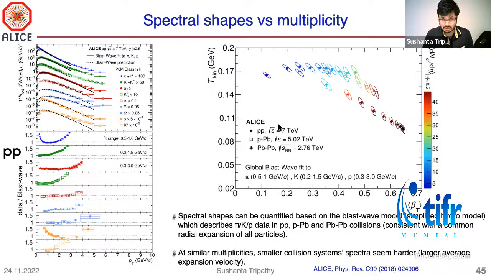So this is the correlation plot. As you can see, at a similar multiplicity, the small collision system spectra is a bit harder. And these are basically the lead-lead collisions. You can see that you have a higher transverse flow and lower kinetic freeze-out temperature. Please keep in mind that these blast wave fits are very sensitive to the fitting range when one does the fitting.